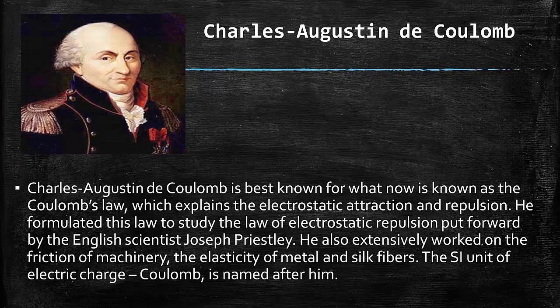Charles Augustin de Coulomb is best known for what is now known as Coulomb's law, which explains electrostatic repulsion and attraction. He formulated this law to study the law of electrostatic repulsion put forward by the English scientist Joseph Priestley. He also extensively worked on the friction of machinery and the elasticity of metal and silk fibers. The SI unit of electric charge, the coulomb, is named after this scientist.